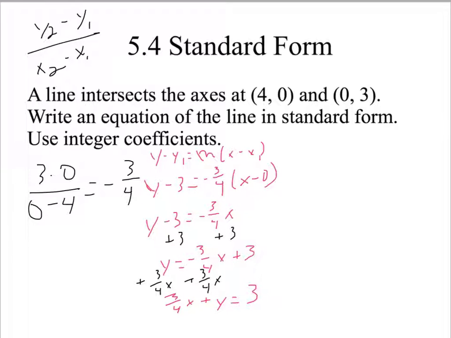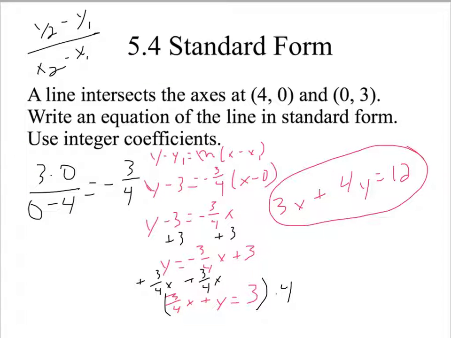So now you ask yourself, is it in standard form? Yes, I have ax plus by equals c. Do we have integer coefficients? That's not quite, we don't have integer coefficients. So how do we get integer coefficients? We multiply by the denominator. So I'm going to multiply this entire thing by 4. And my answer is going to be 3x plus 4y equals 12. And I am done here. Now, that's my standard form, and I have integer coefficients.